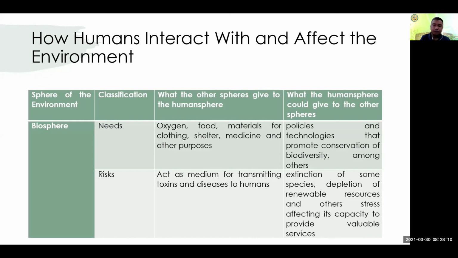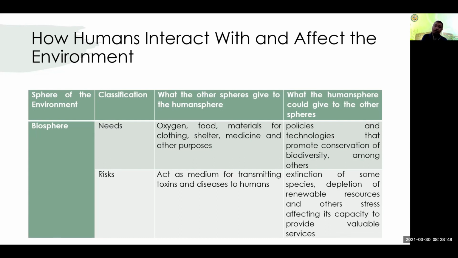Now, in terms of risk, your biosphere also acts as a medium for transmitting toxins and diseases to humans. So, there are conspiracy theories about the COVID-19 pandemic in which the COVID-19 virus actually originated from the bat. So your bat now is actually your medium. If you believe that conspiracy theory, your bat is actually your medium for transmitting diseases to human beings. So these are what we call zoonotic diseases.